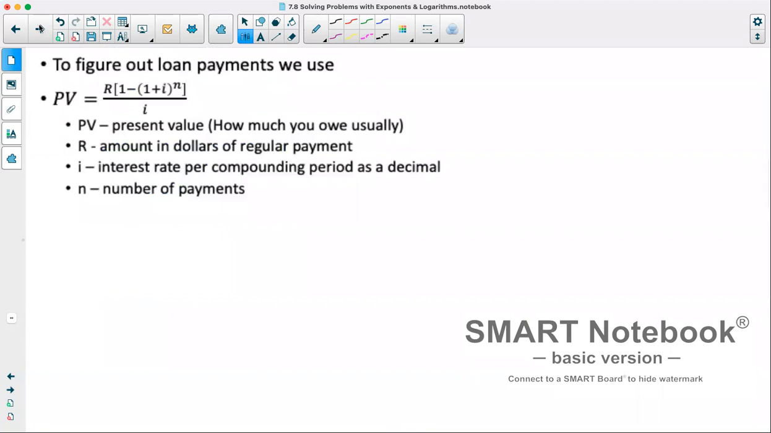To figure out loan payments, we have a similar formula, except we've got PV, which is present value, so how much you owe. Or we can also have it represent how much money we have as a lump sum that we're withdrawing money from. R is once again our regular payment, or how much money we're withdrawing. i is our interest rate per compounding period as a decimal, and our n is the number of payments or withdrawals.